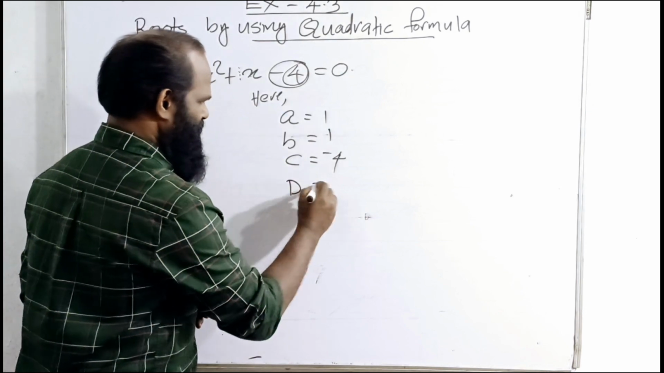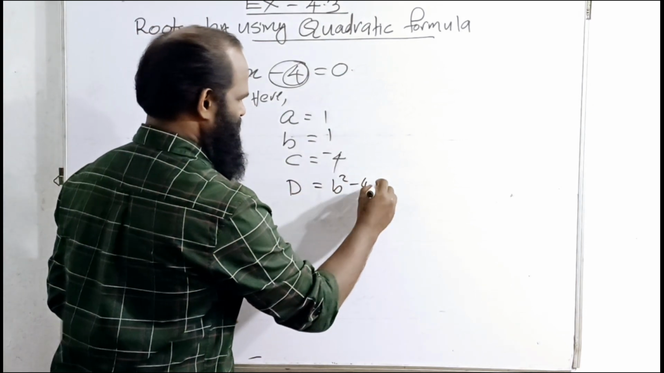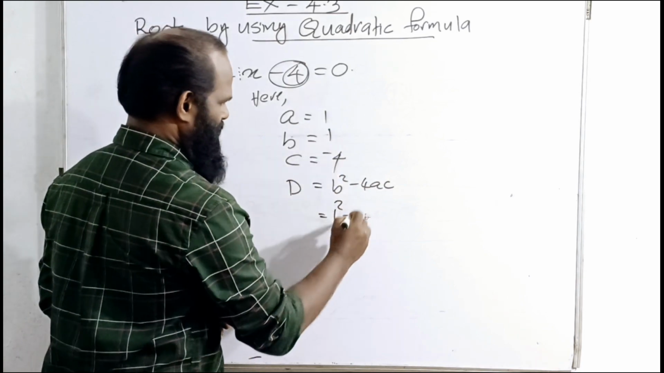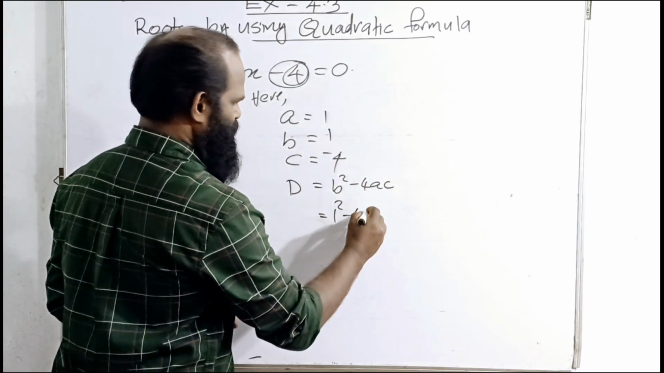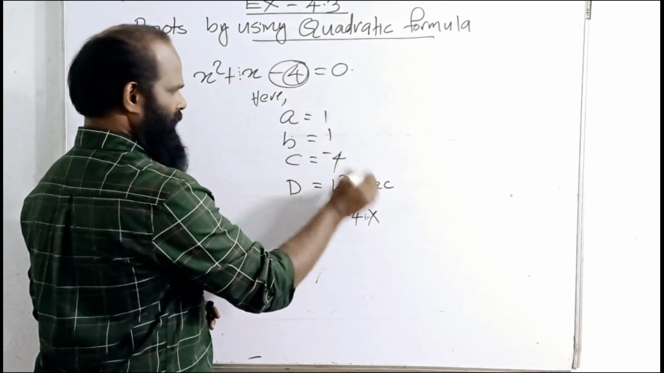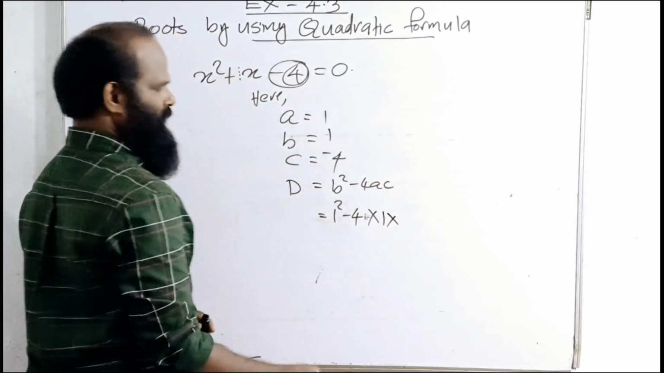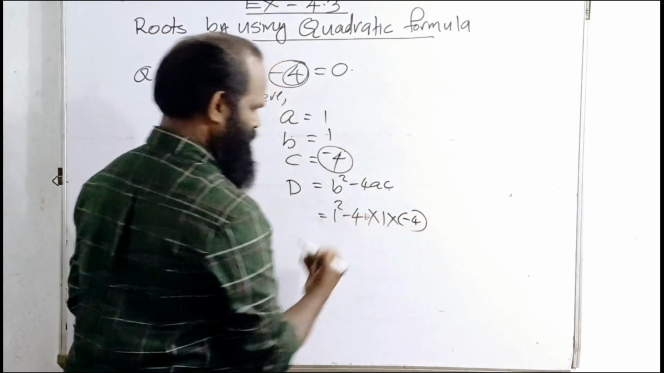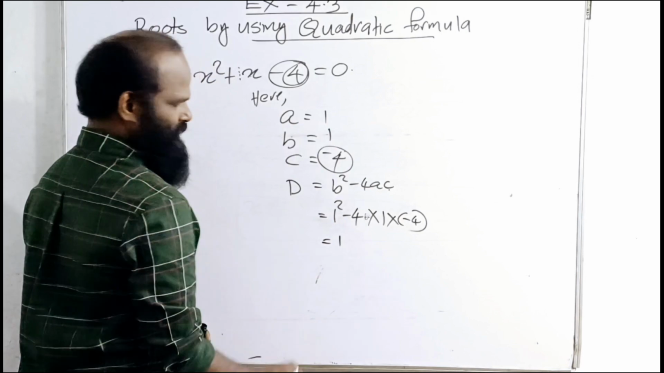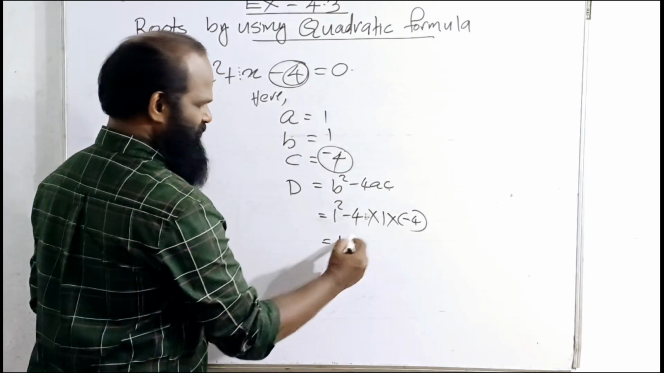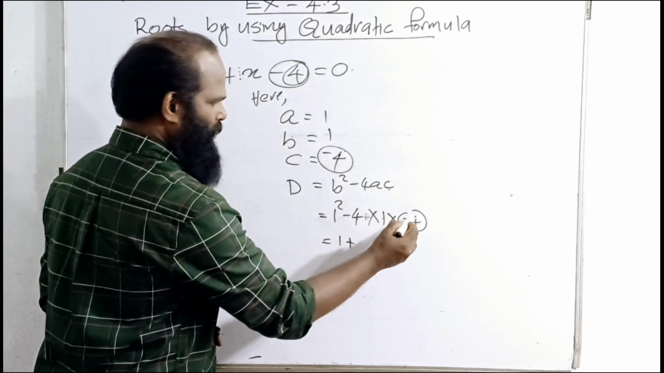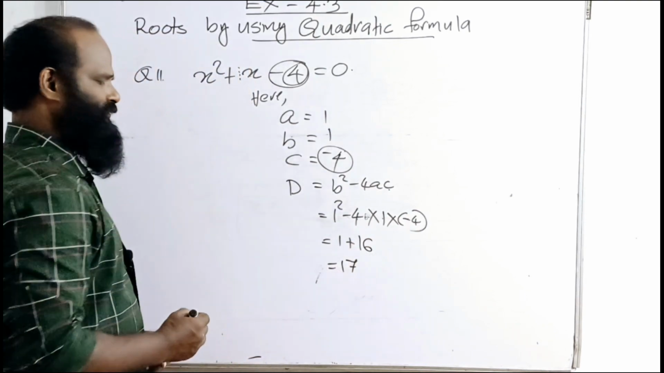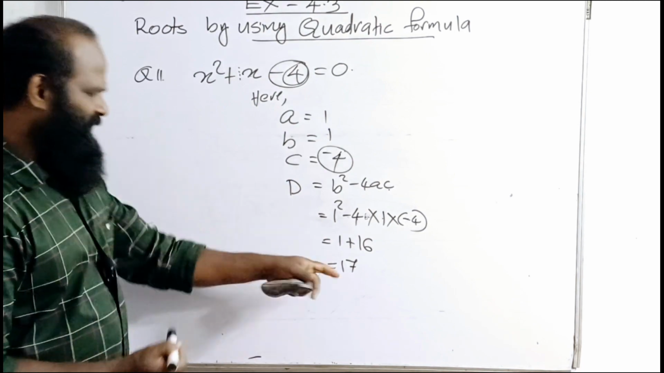Then next step is D. D is equal to b square minus 4ac, is equal to 1 square minus 4 into a, 1, into c, c is negative 4. So 1 square is 1. Negative into negative is positive. 4 into 1 is 4. 4 4s are 16. So 17. The value of D is 17.